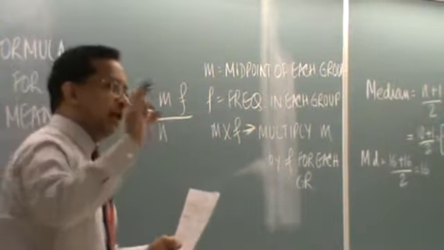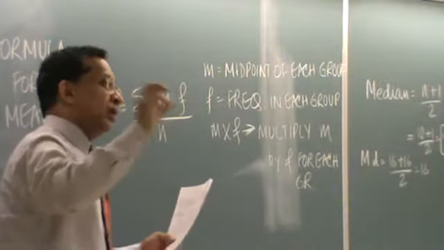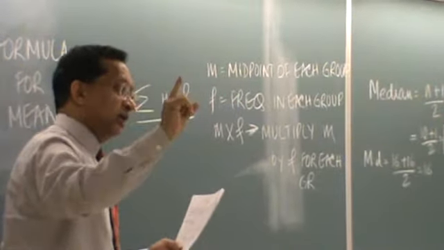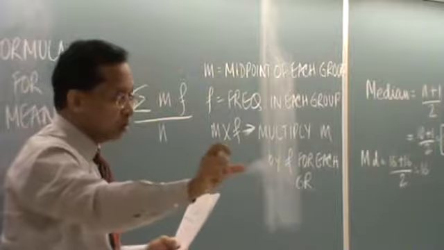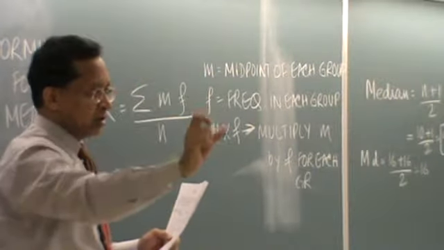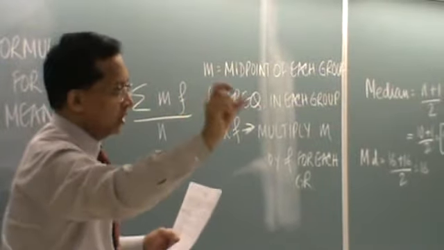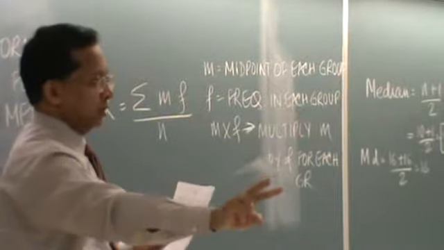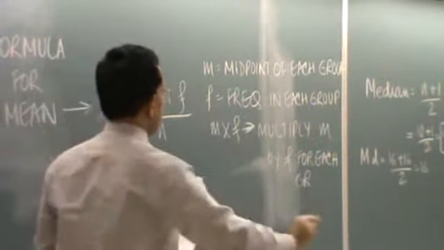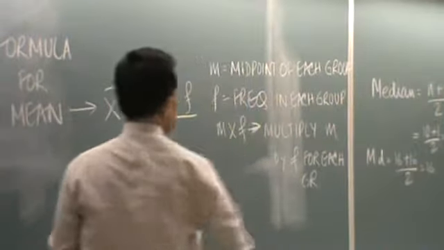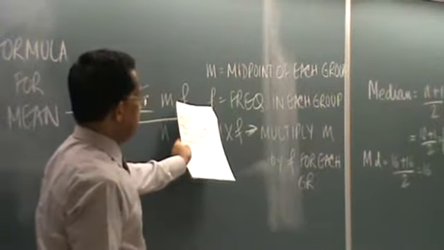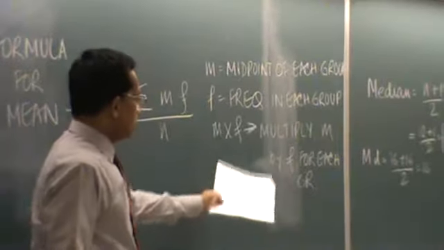In any group data, remember these are the things you will always be given. Number one is the groups, the intervals, and number two is the F or frequency for each group. Those two things will be given. The only thing you have to calculate is the midpoint of each group. So frequency, which is the F, is given for each group.